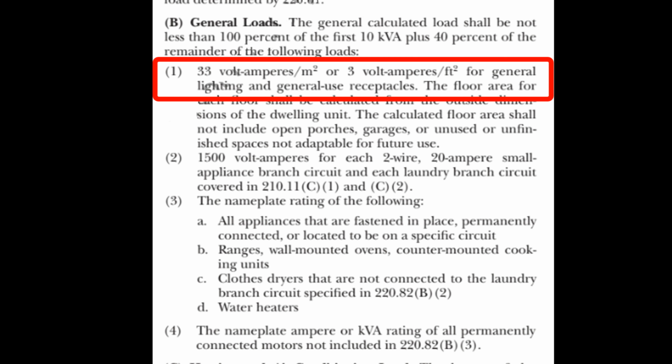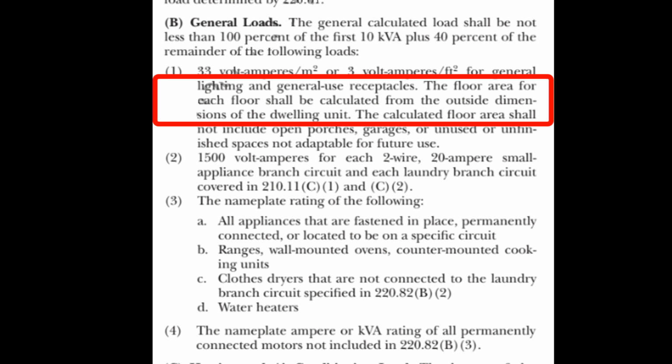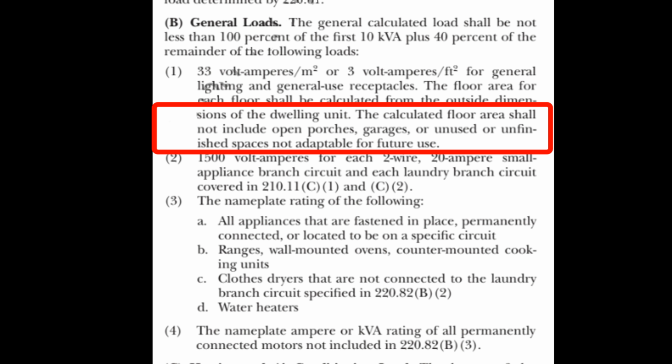1. 3 volt amperes per square foot for general lighting and general use receptacles. The floor area for each floor shall be calculated from the outside dimensions of the dwelling unit. We have to use the outside measurements of the building, not the inside floor space. And if we have more than one floor level, we need to include every level. Next sentence. The calculated floor area shall not include open porches, garages, or unused or unfinished spaces not adaptable for future use. So we're not including a garage or a cellar or attic that can't be finished into living space. I'll demonstrate later how including all the unused spaces in your house adds only a little difference to the load calculation. It's no big deal for me at all if I were to double my living space.